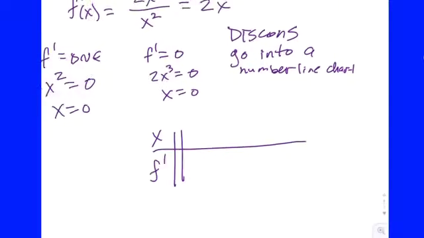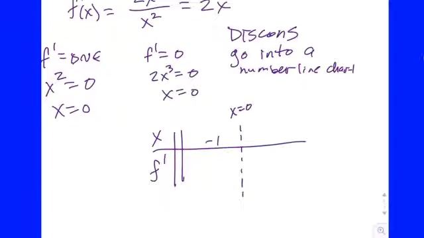Now, here is a helpful hint. When you put a discontinuity in the number line chart, don't put it in like that. Whether it's a hole or a vertical asymptote, I recommend putting it in as if it were a vertical asymptote, like that. Why? If it's not in the domain of the function, that's going to be a visual there to remind you that it's not going to be a local maximum.